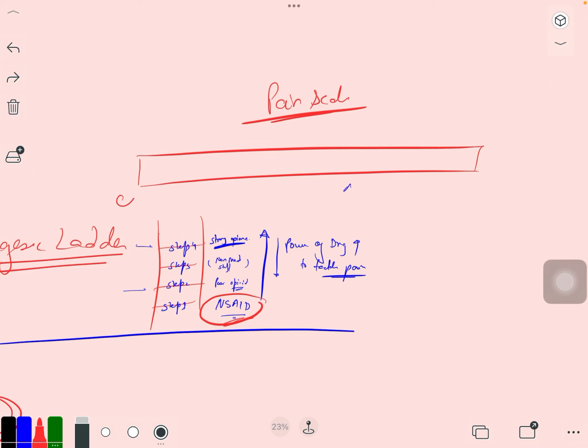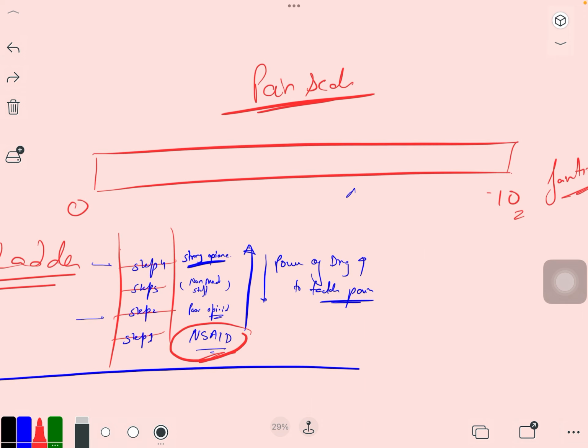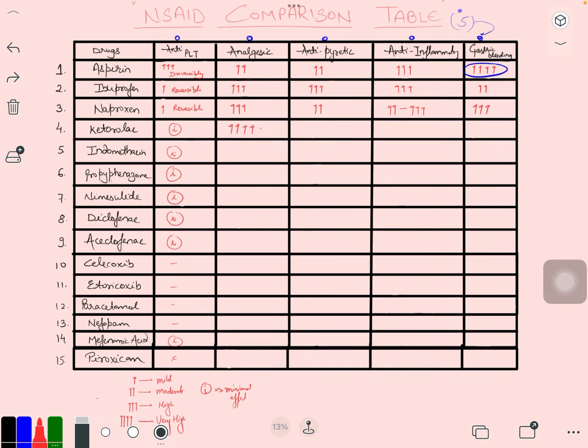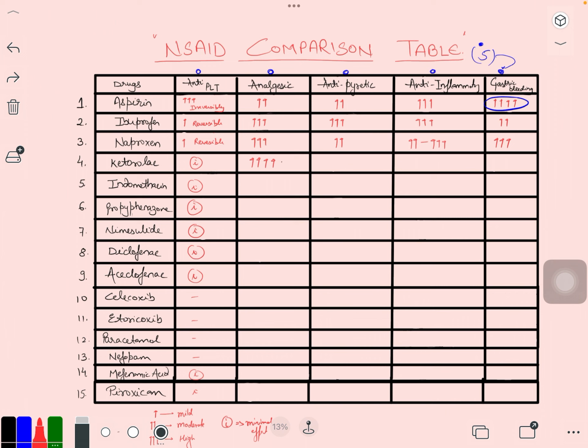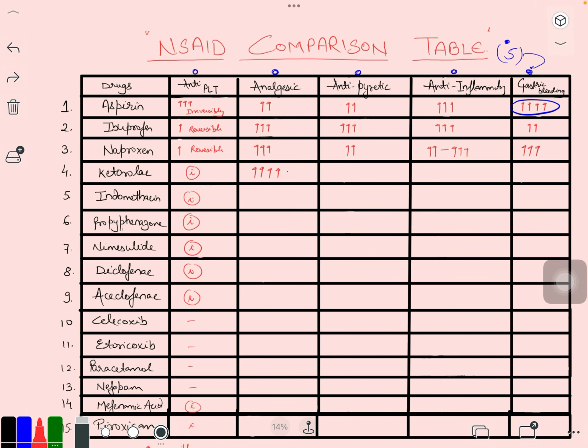To mark from 0 to 10. 10 is like the excruciating pain the person can have, which can cause even fainting of the patient. The patient may even faint, right? So depending upon how severe the condition is, we can choose which kind of NSAID we can choose, right? However, we also choose for the other property as well.